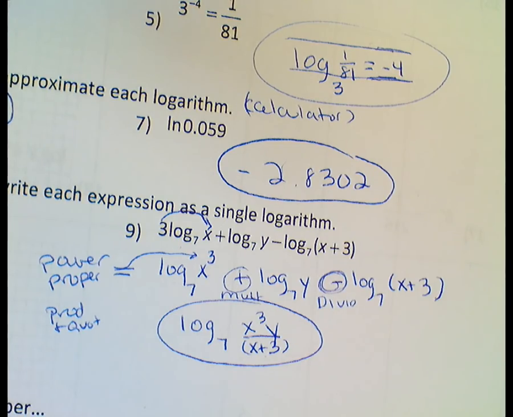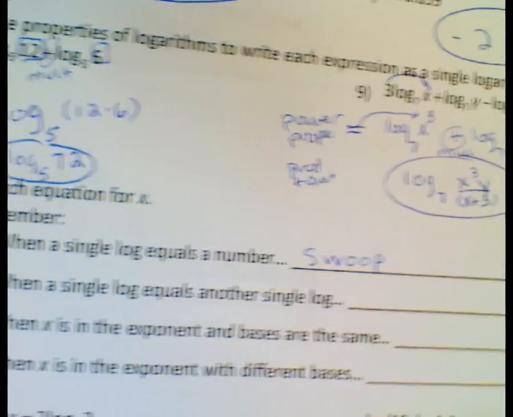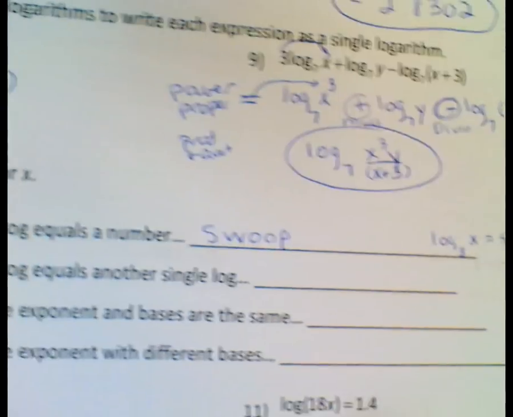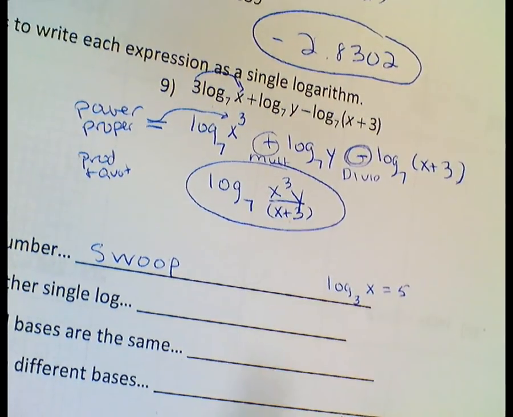When you're solving an equation, remember, when a single log equals a number, you're going to swoop. That might look something like this. Log of 3x equals a number, like 5. If you see that, you would swoop. That's what a single log looks like. It's on one side, and it equals a number.